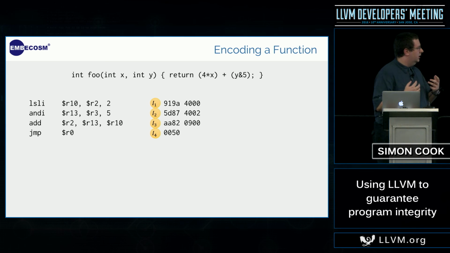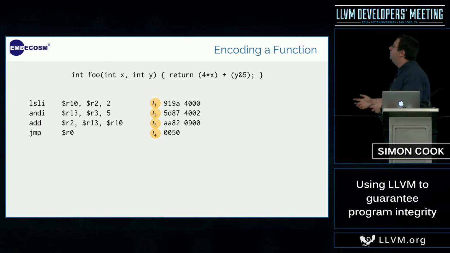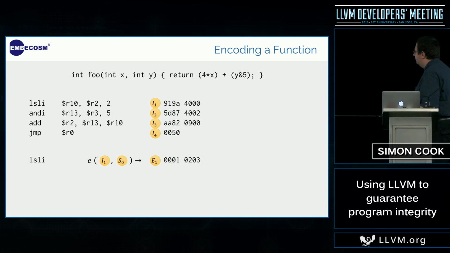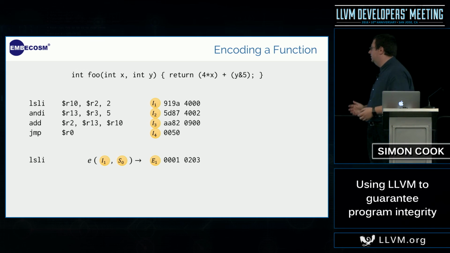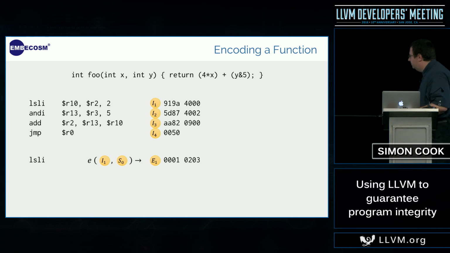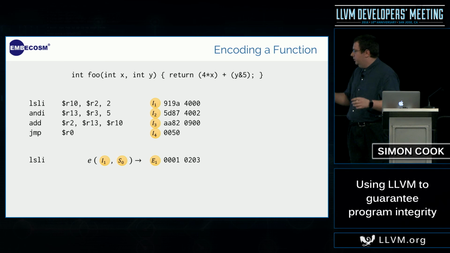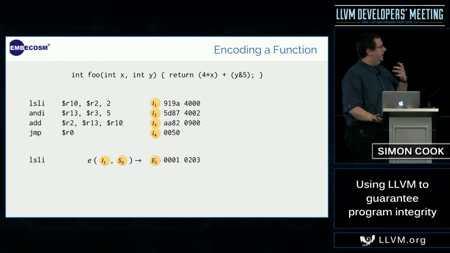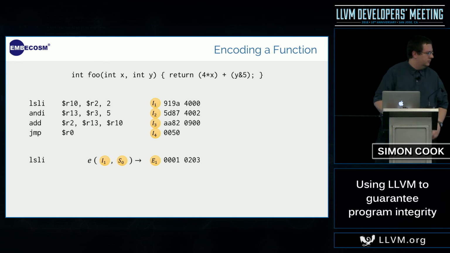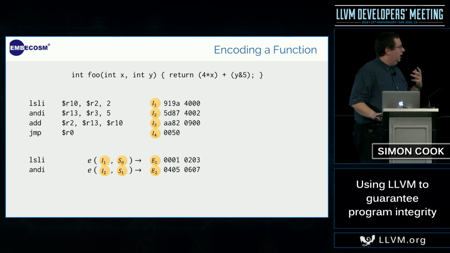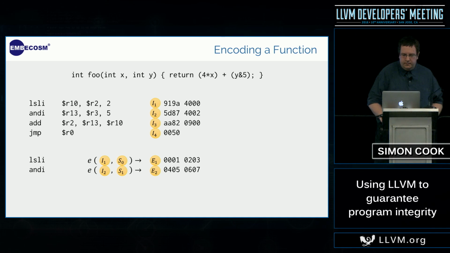Now, if you have, using this encoding system I've just described, the first instruction, instead of being 919A4000, based on some internal state, would become, say, 00010203. You would produce a new output state, which would then encode the next instruction, which would then have a completely different encoding, and so on and so forth.